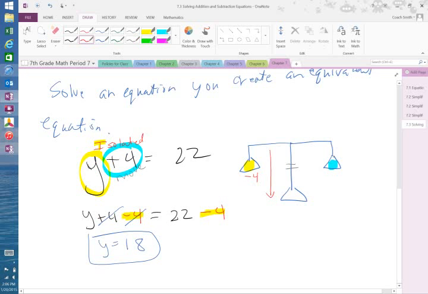Okay? So whatever I do to one side, I must do to the weight on the other side of the scale. That's the only way the scale stays balanced. That's why this right here makes an equivalent equation. When I subtract 4 from one side and I subtract 4 from the other side, it creates an equivalent equation. Whether it solves it or not, it still creates an equivalent equation.